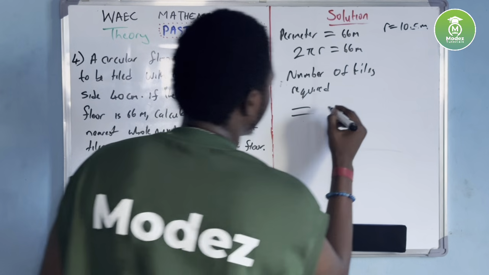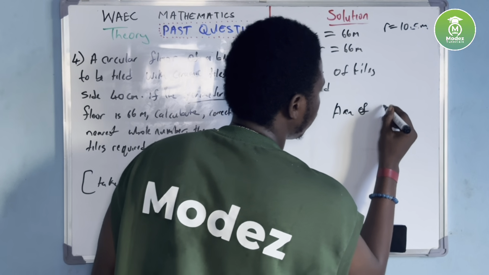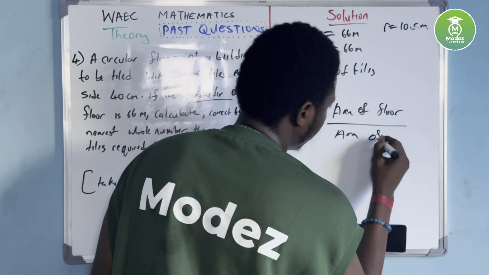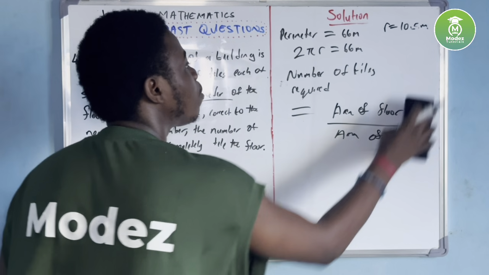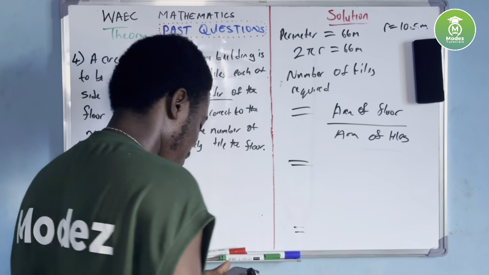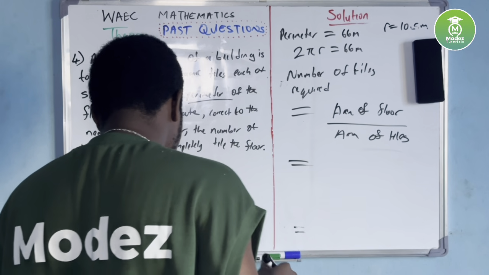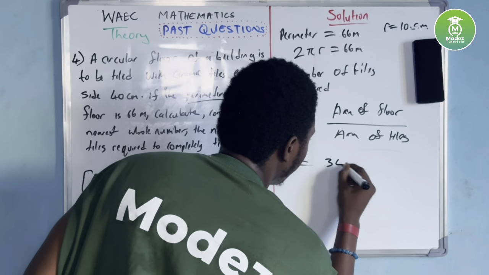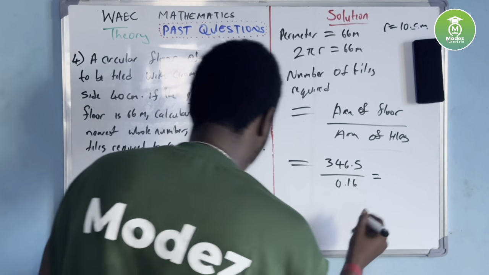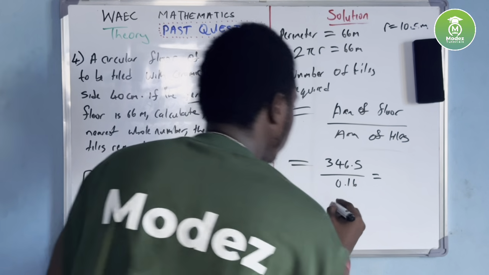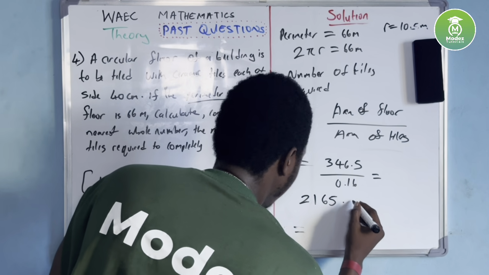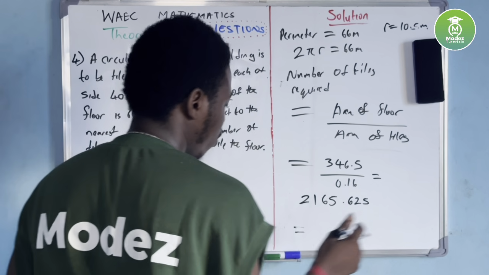This will give you area of floor over area of tiles. Don't mind my writing, I'm just trying to be fast. So, area of floor is what? The area of floor is 346.5 over 0.16, which is equal to what? Equal to 2165.625 when you point your calculator.